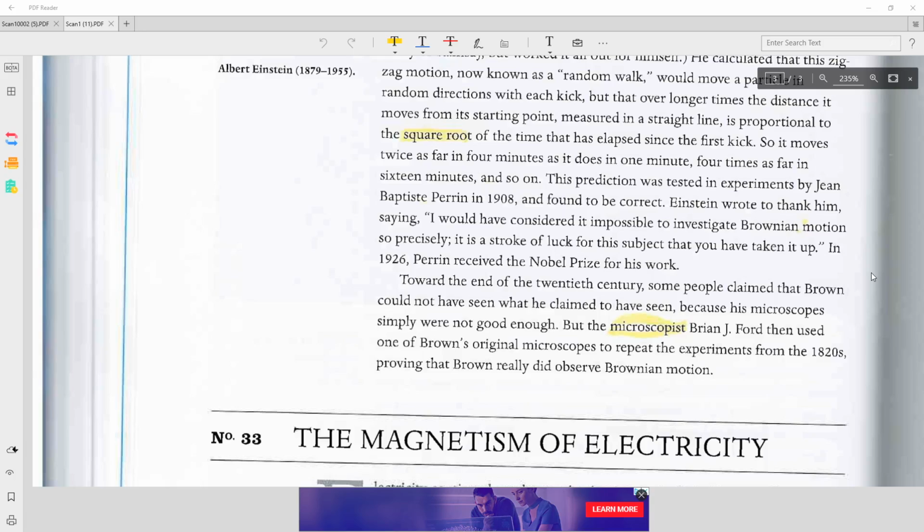Towards the end of the 20th century, some people claimed that Brown could not have seen what he claimed to have seen because his microscopes simply were not good enough. But a microscopist, Brian J. Ford, then used one of Brown's original microscopes to repeat the experiments from the 1820s, proving that Brown really did observe Brownian motion.